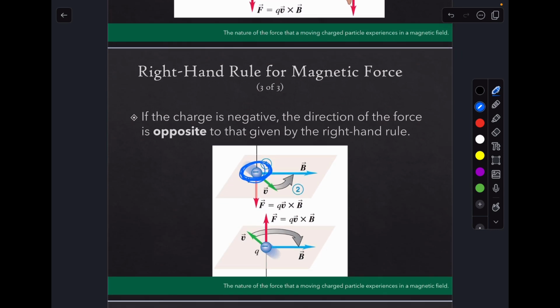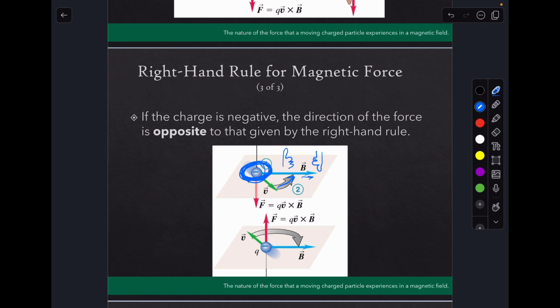So when you're doing a negative charge, you're finding the force on this negative charge in a magnetic field pointing to the right. You use your right hand rule, sweep V into B, and then you remember to flip your thumb at the end. If you do the right hand rule, sweeping V into B, your thumb is pointing up. But since it's a negative charge, you're going to flip your thumb upside down.